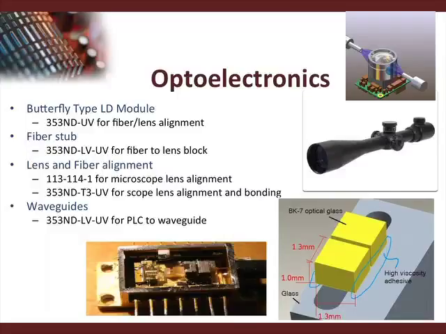stub application where a fiber was being aligned to a lens block, for lens alignment in microscopes or other scopes, for example, sniper scopes. And lastly, for waveguides, where fibers will be placed into a waveguide, they have to be adhered. That cover glass comes on, and afterwards you need good, high quality pressure cooker resistance. That's absolutely the kind of application these hybrids are perfect for.